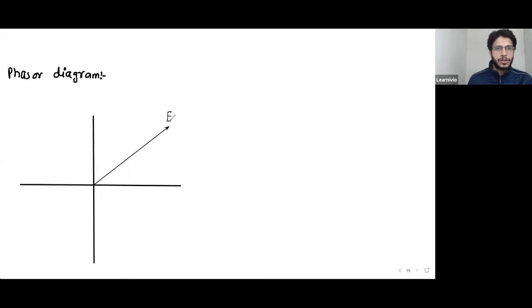So the equation of EMF is E naught sine omega t. Current leads EMF, right? So this is current. Current leads EMF by a phase difference of pi by 2. This is I naught. This phase difference is pi by 2. This is the phasor diagram. After the phasor diagram, you can calculate all those things.